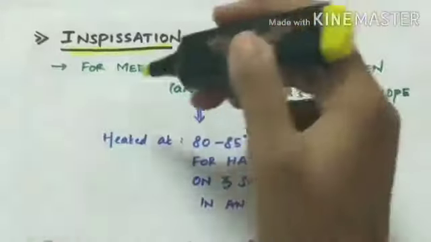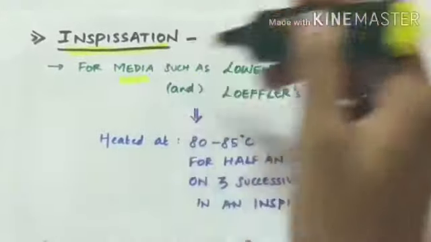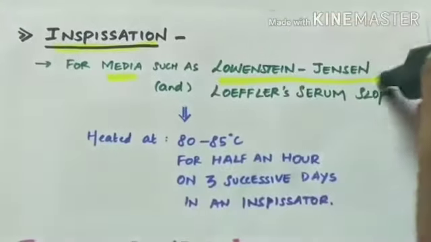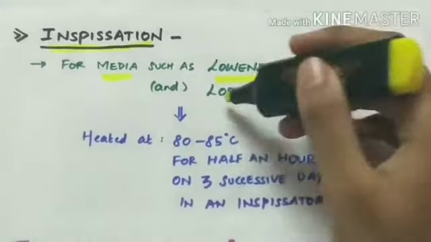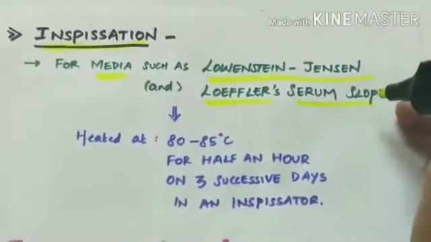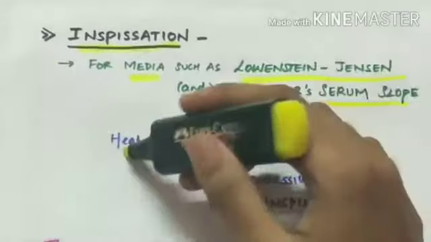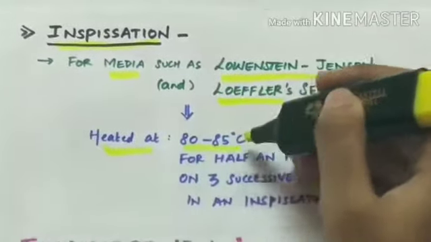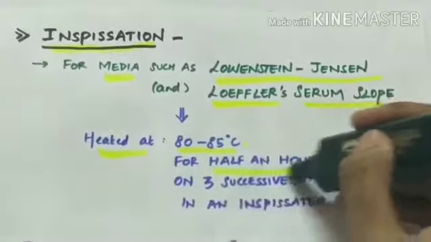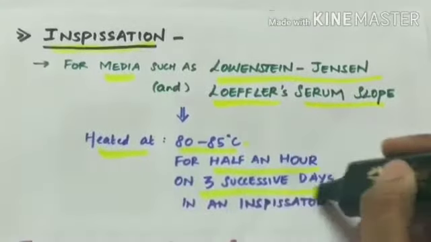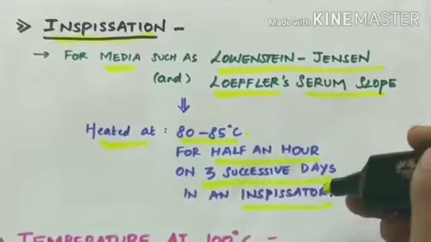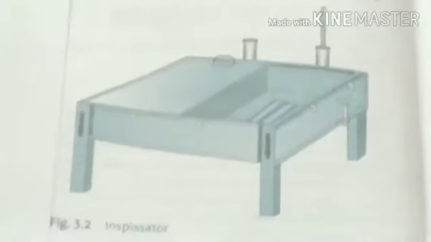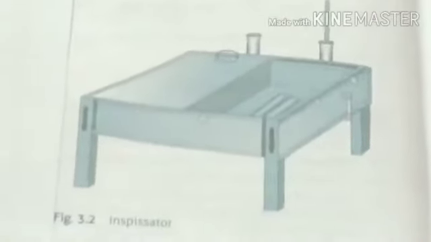Inspissation. This is done for sterilizing media such as Lowenstein-Jensen media used for Mycobacterium species and Loeffler serum slope. Here, the media is heated at 80 to 85 degrees Celsius for half an hour on 3 successive days in an inspissator. This is a picture of inspissator.